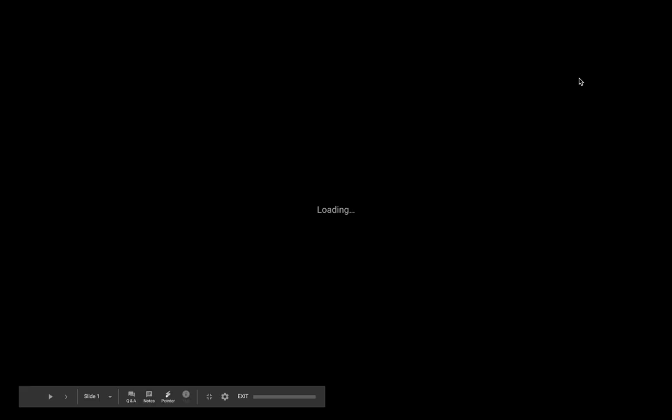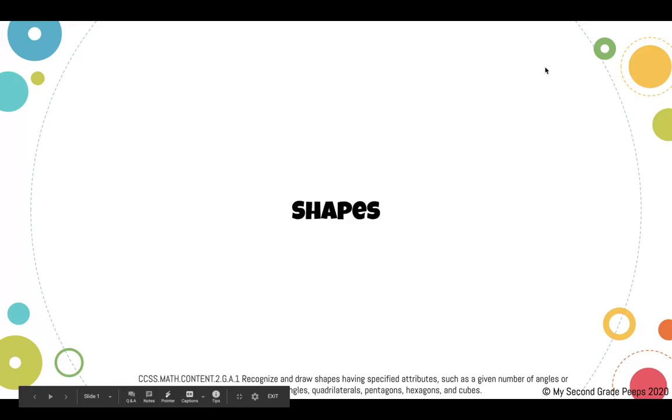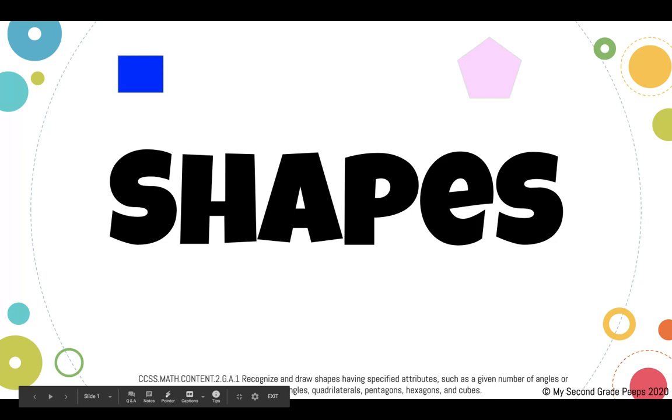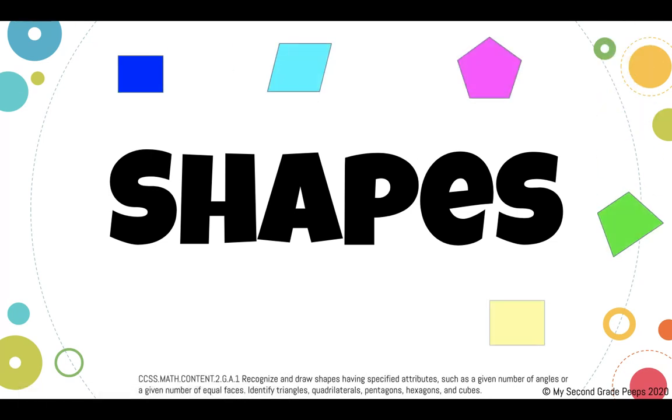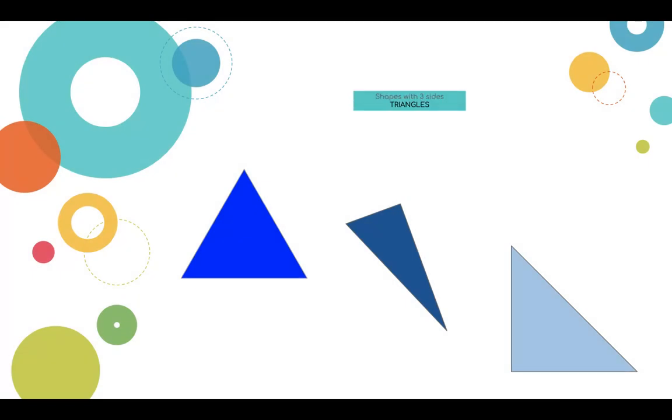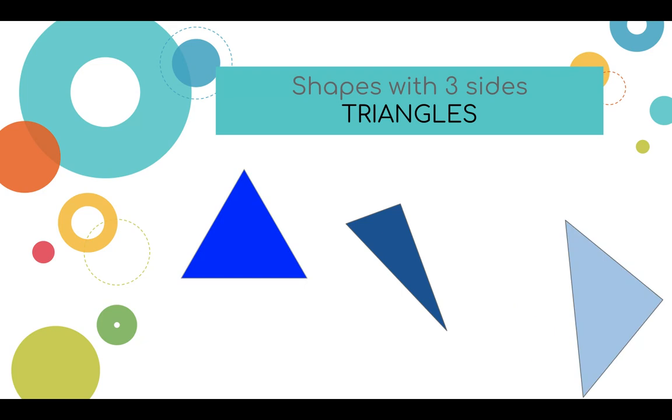Hey everybody! Today for math, we are going to watch a little presentation about shapes. So you're going to learn all about names of shapes, parts of shapes, and then we'll do some examples at the end. So first we have shapes with three sides, and they are called triangles.